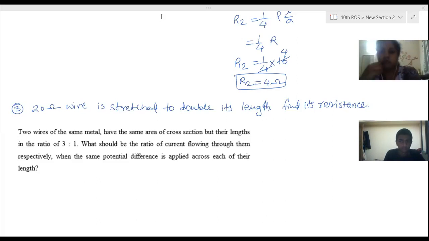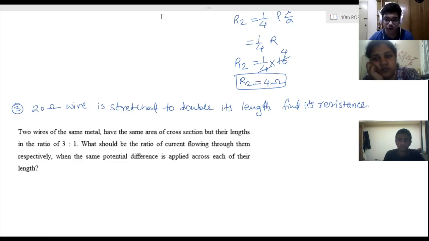The areas are equal. So first we consider the length as 3L for the first resistance, and second we consider it as L. Directly, can't we take resistance in the ratio? Yes. The resistance ratio will be 3:1. Then the current ratio will be 1:3. It'll be inverse. Resistance and current are inversely proportional. The ratio of current is 1:3.